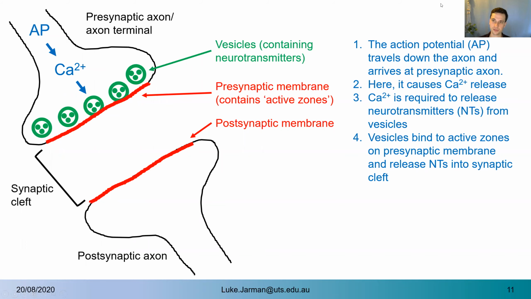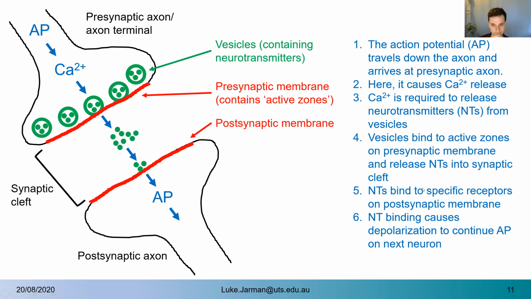Just to go from start to finish of how this all works, I've done a step-by-step process. One is where the action potential travels down the axon and arrives at the presynaptic axon terminal. Here it causes calcium release. You can see a little calcium over here. And calcium is what causes your vesicles to bind to the active zone and then release their neurotransmitters inside. So your vesicles release their neurotransmitters into the synaptic cleft.